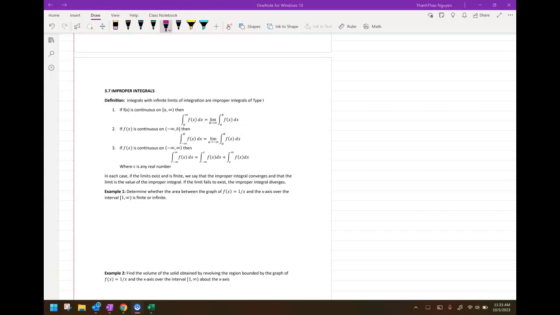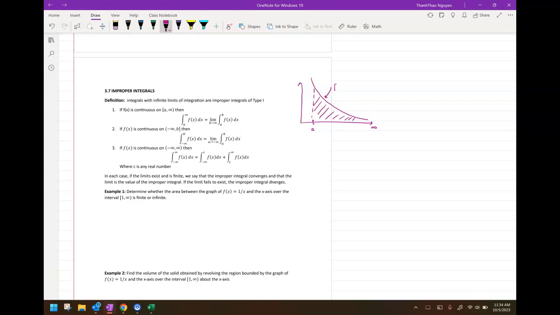If f of x is continuous on a to infinity, then the integral from a to infinity of f of x dx equals the limit as b approaches infinity of the integral from a to b of f of x dx. So for example, you are looking at this type of integral. Here you have the function f of x, and here is a, and as b approaches infinity, we want to find this area.